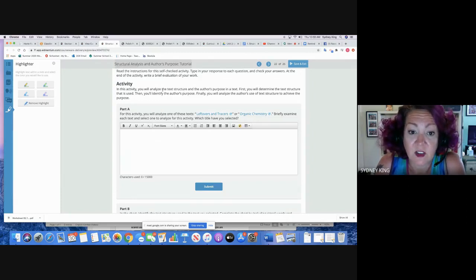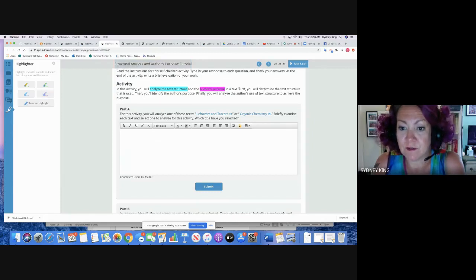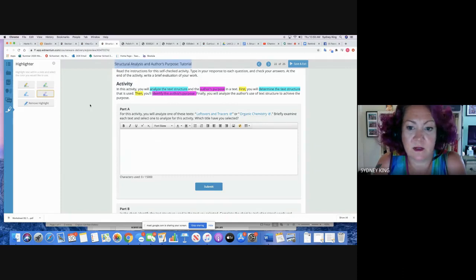So in this activity, you're going to analyze the text structure and the author's purpose in a text, right? So I'm looking for 2 things, text structure and author's purpose. First, notice they're giving me a signal word there. I will determine the text structure. Then another signal word. I will identify the author's purpose. All right. Oh, and here's a third signal word. Finally, so I have to do one last thing. I will analyze the author's use of text structure to achieve the purpose. All right.